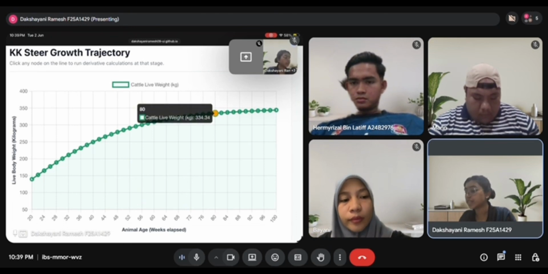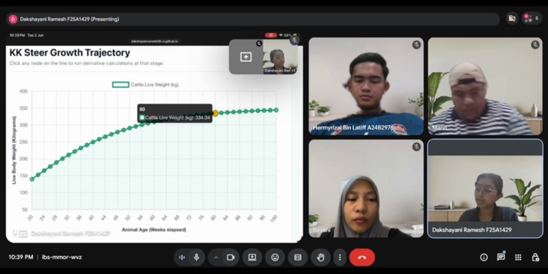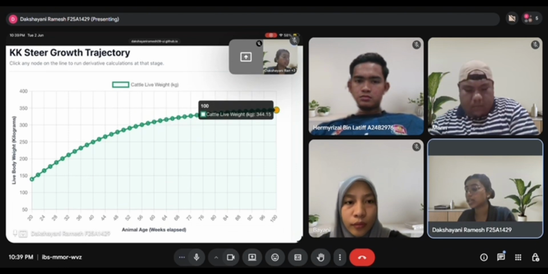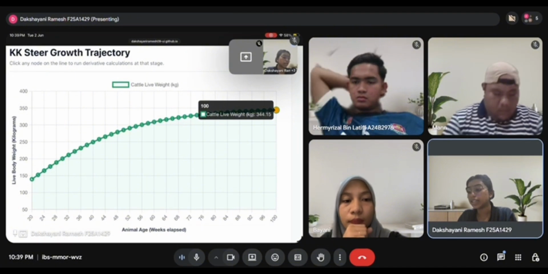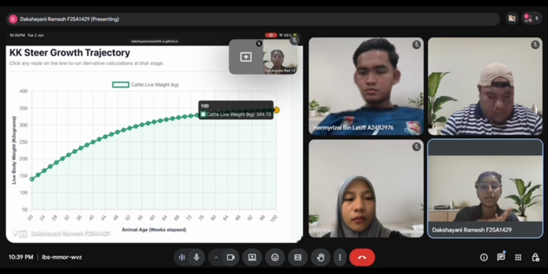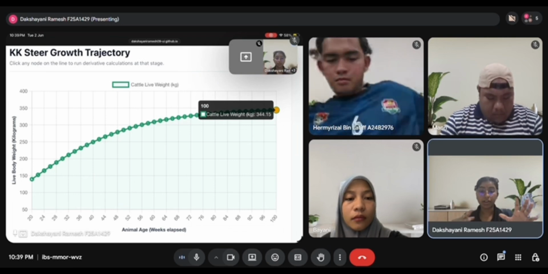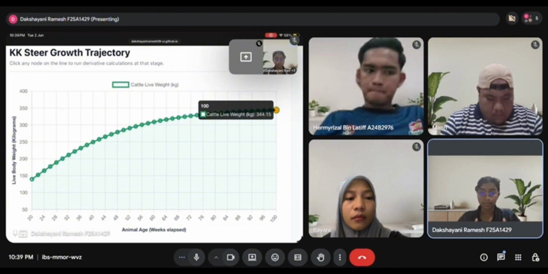Okay, moving on to week 80, the cattle weight is 334.34. And then moving on to our last week, which is week 100, our cattle weight is 344.50. So from the graph, the slope of the graph becomes smaller over time.